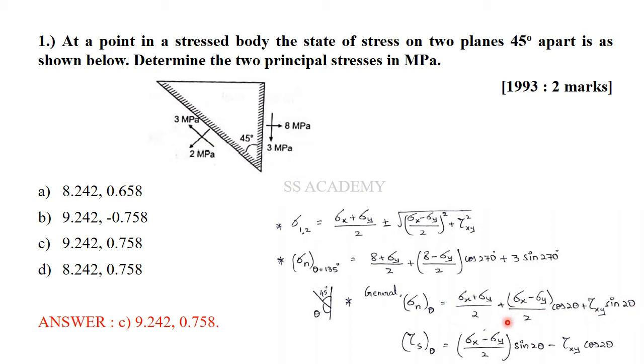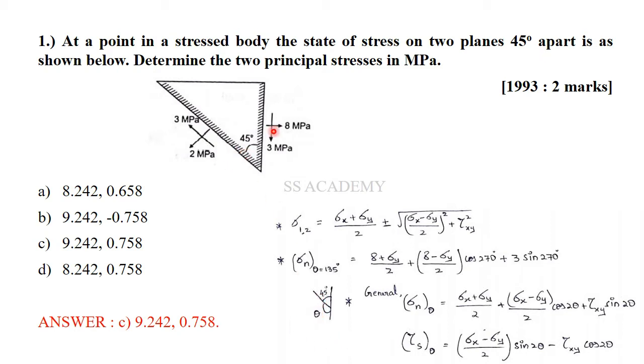First, we must know the sign convention of sigma x, sigma y, and tau xy. As we know already, tensile is positive, compressive is negative, and similarly, clockwise shear stress is positive, anti-clockwise shear stress is negative. But we must know theta also. Theta is actually calculated in the clockwise direction from the x face. This refers to the x face, which lies in the x direction. From this x face, if it is measured in a clockwise direction, that refers to theta.